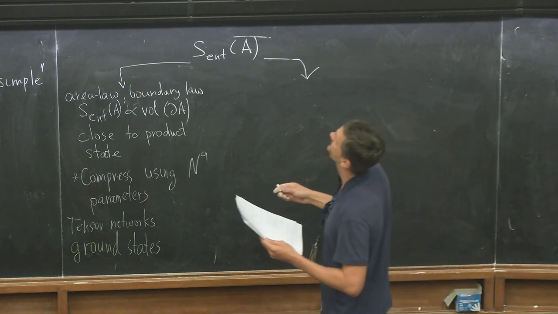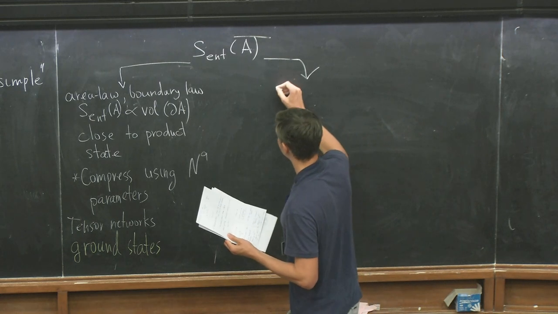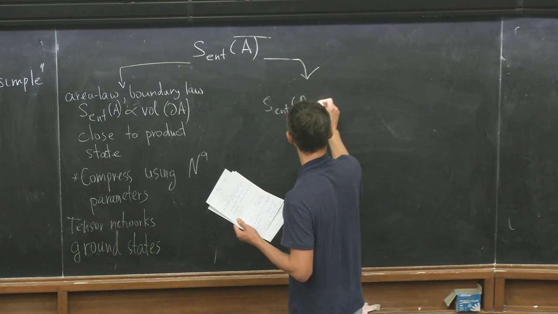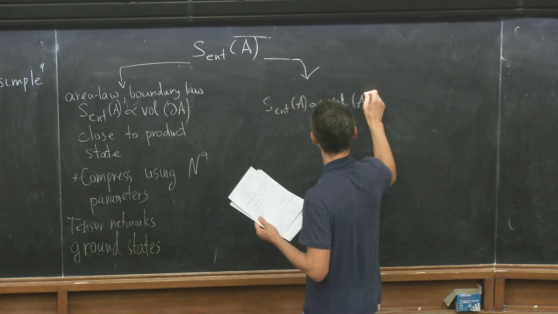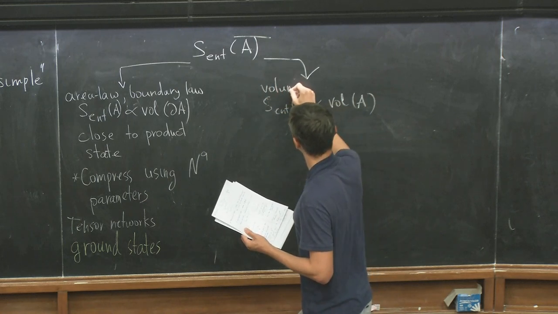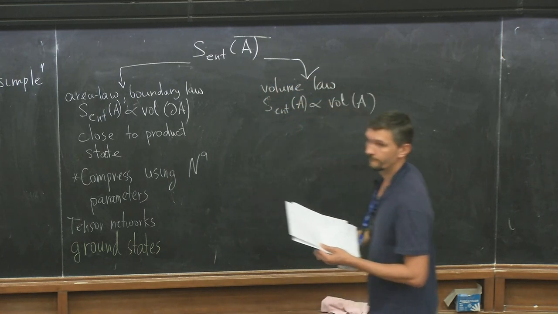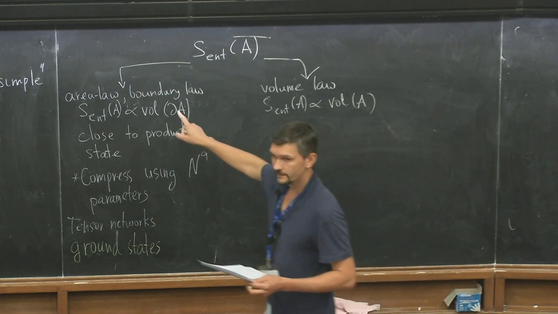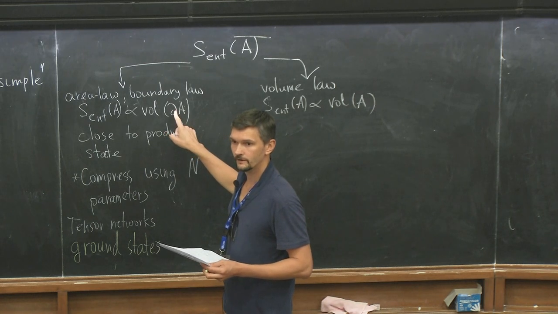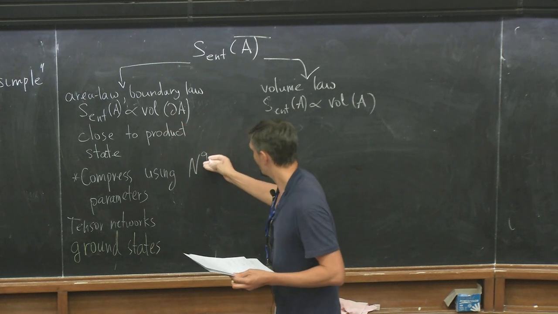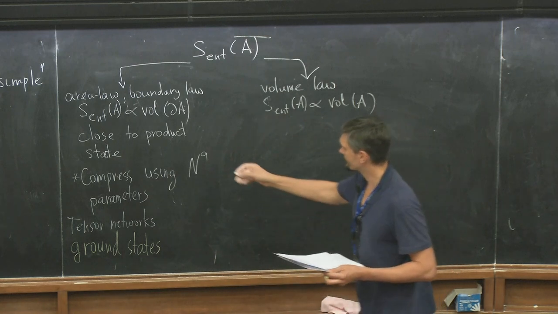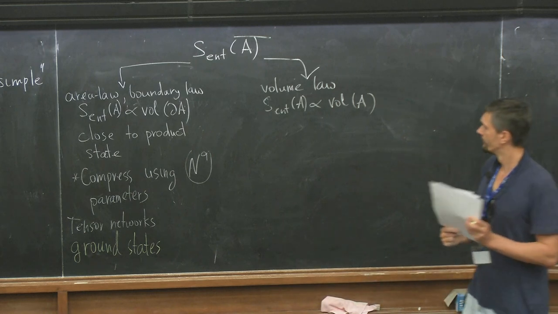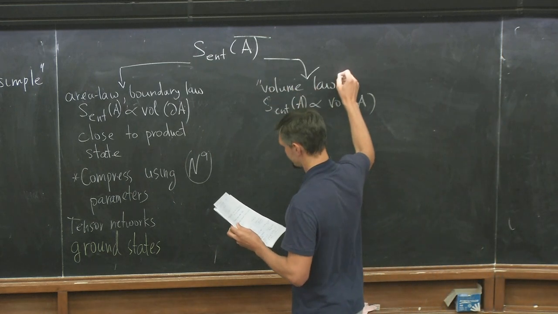On the other end, you have states where entanglement scales as the volume of the subsystem. So these are the volume law states. Sorry? Well, that depends on the state. What is important is that it is polynomial and not exponential in N. So these are volume law states.